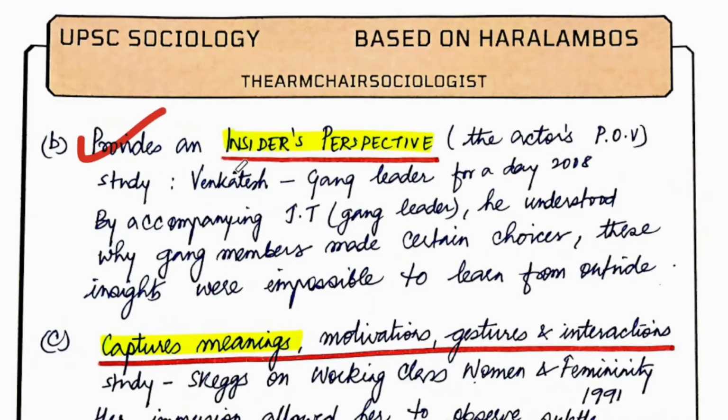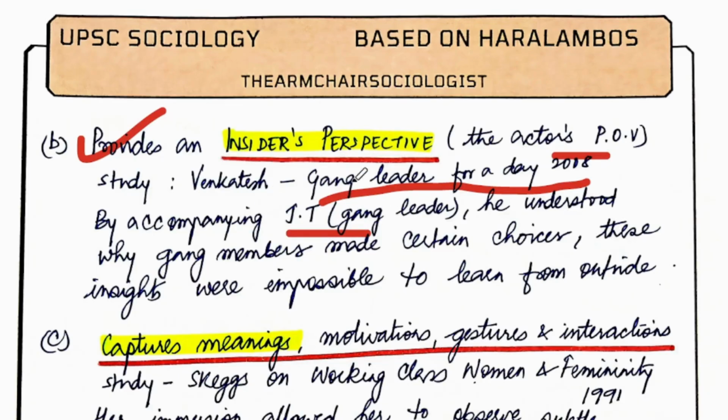Participant observation also provides us with an insider's perspective. This means that it helps a researcher to see social life from the actor's point of view. A well-known study illustrating this is Sudhir Venkatesh's Gang Leader for a Day, 2008. Venkatesh spent several years with a street gang in Chicago and closely accompanied the gang's leader, JT.